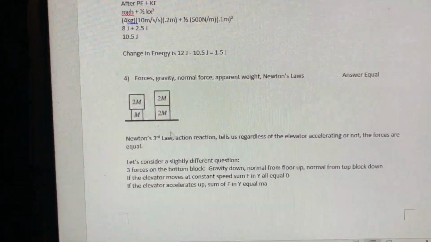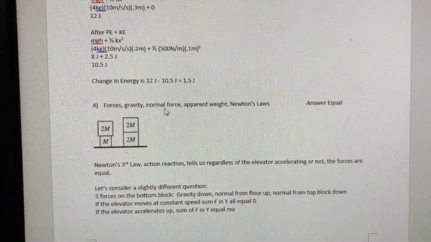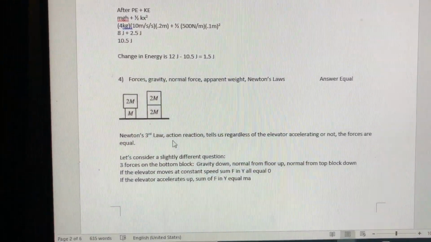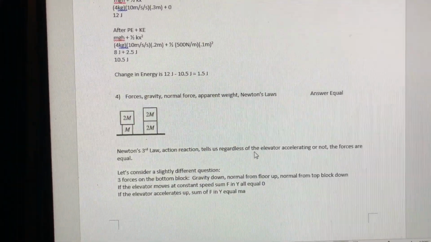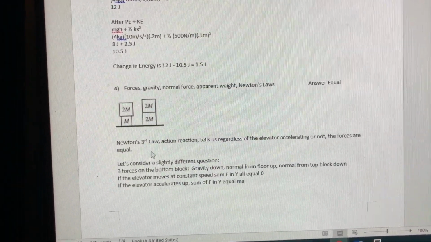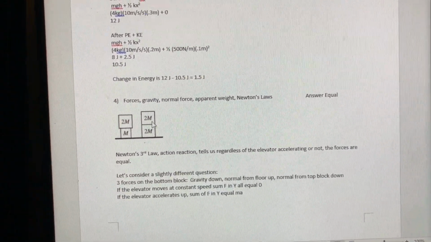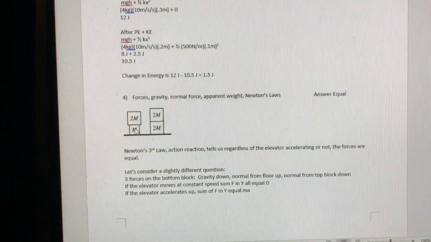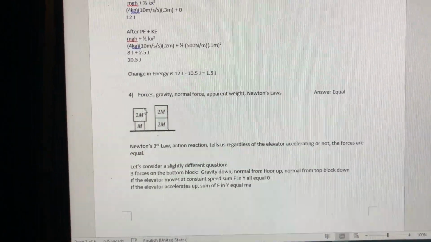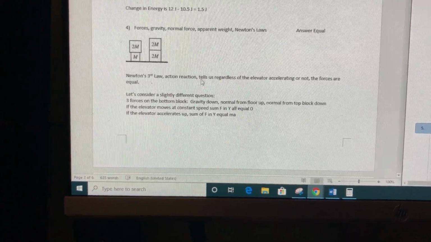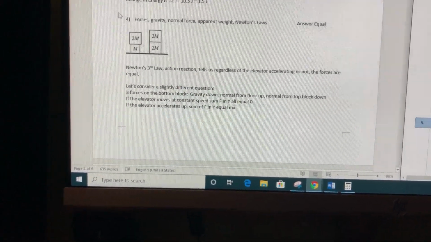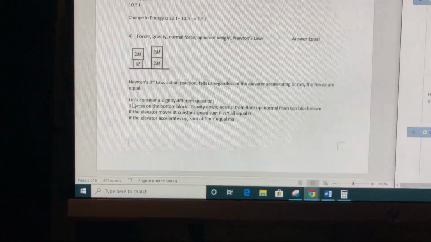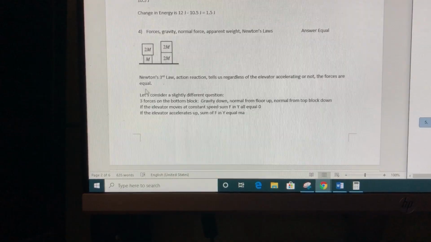So over here, this problem is forces, gravity, normal force, apparent weight, and Newton's laws. Newton's third law is the action-reaction. It tells us that regardless of the elevator accelerating or not, those forces are going to be equal. So however hard the top block is pushing the bottom, that's going to be equal to the bottom block pushing the top. Now I do want to consider apparent weight in general, even though it wasn't asked in this question. So maybe I'm asking what's the apparent weight or what's the normal force or something else.